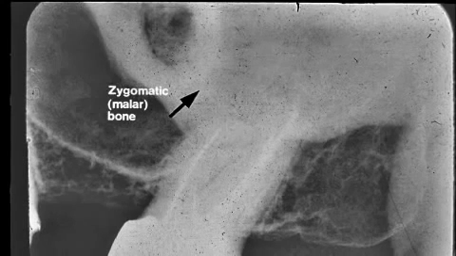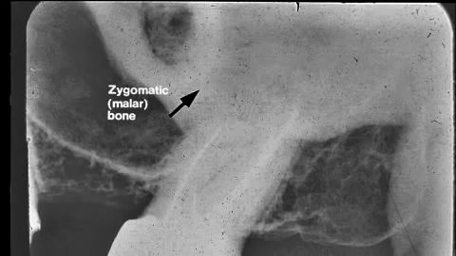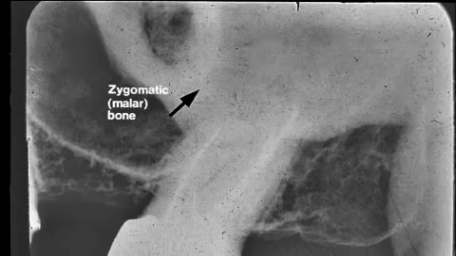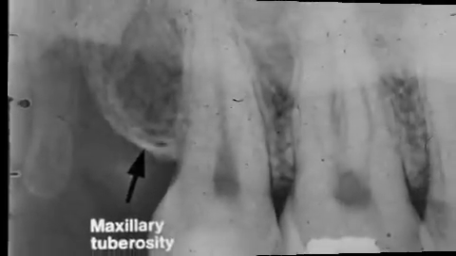And right above the arrow is a radiopaque U shape. This is the zygomatic process. The zygomatic bone extends posterior from the process.